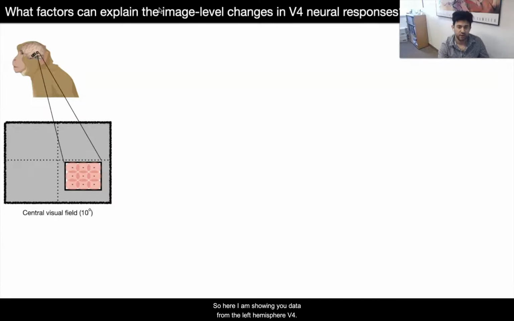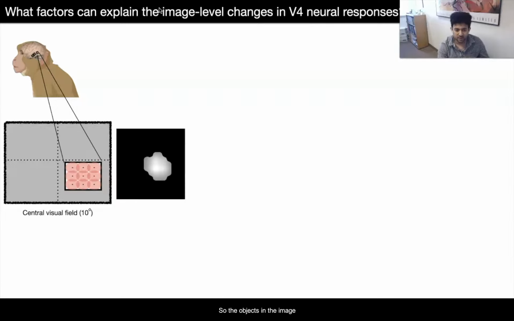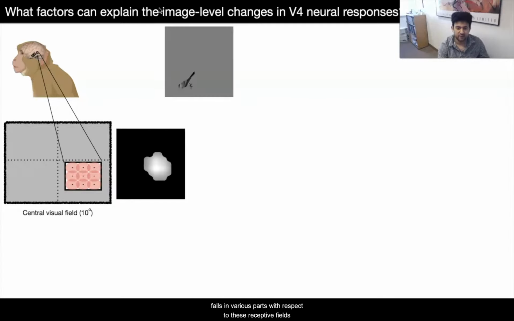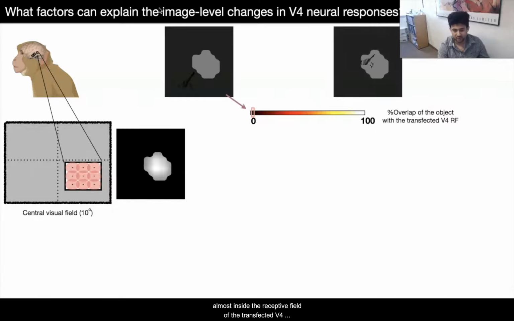So here I'm showing you data from the left hemisphere V4, which encodes visual stimuli in the right hemifield. And an example estimated receptive field looks something like this. So the objects in the image fall in various parts with respect to these receptive fields. They can be completely outside the receptive fields, as I'm showing you here, or they can be almost completely inside the receptive field of the transfected V4 neurons, as I'm showing you here.